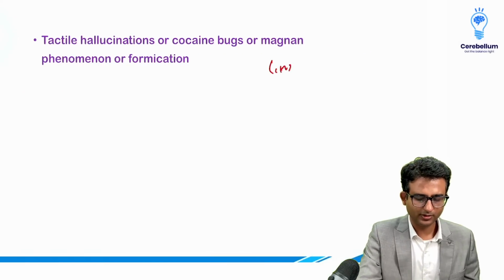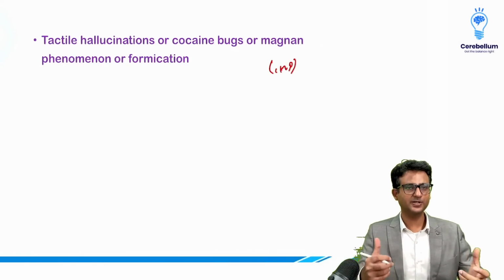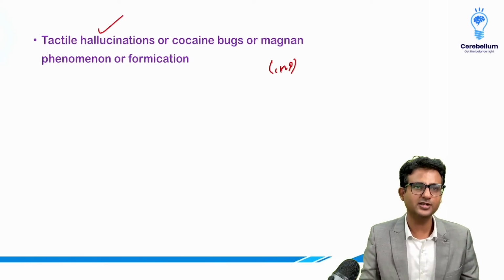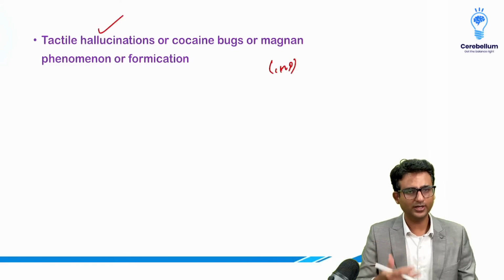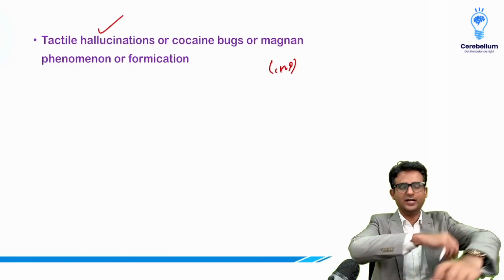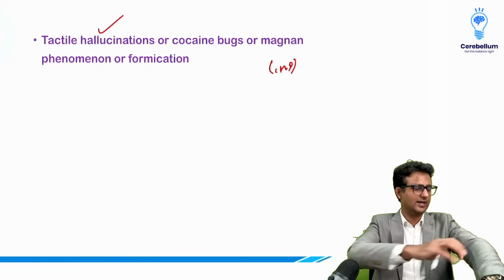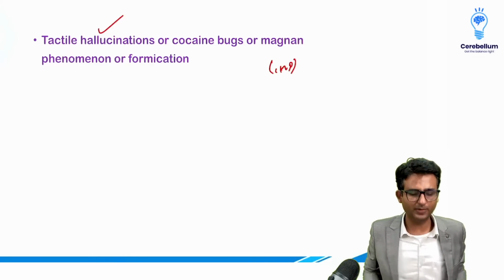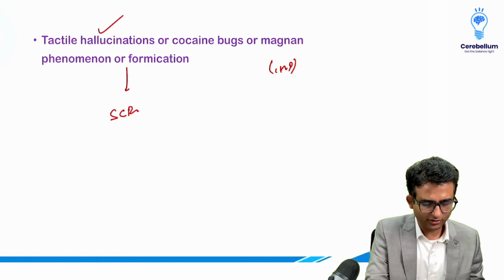Important MCQ. The intoxication of which substance can cause tactile hallucinations? Answer is cocaine. You take cocaine, you feel as if insects are crawling under the skin. This is called tactile hallucination, cocaine bugs or Magnan phenomenon. The patient may present to you with scratches on the forearm.